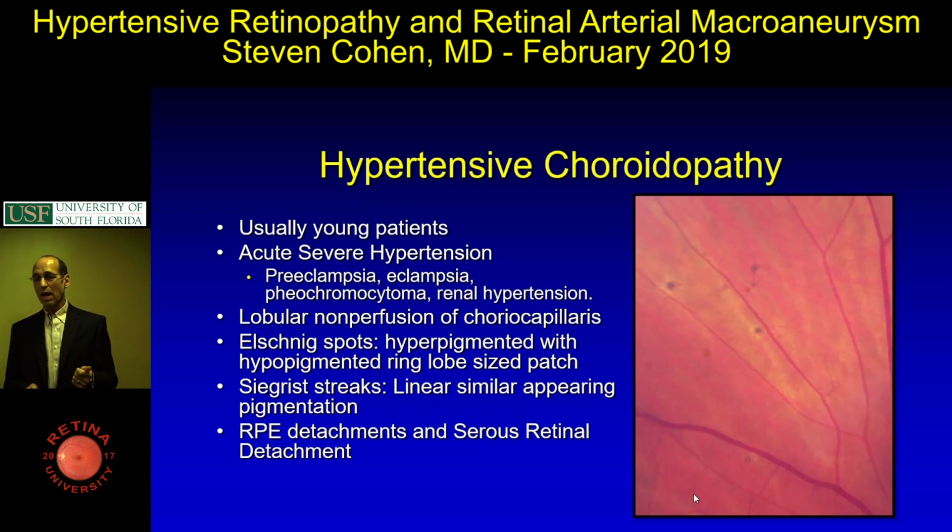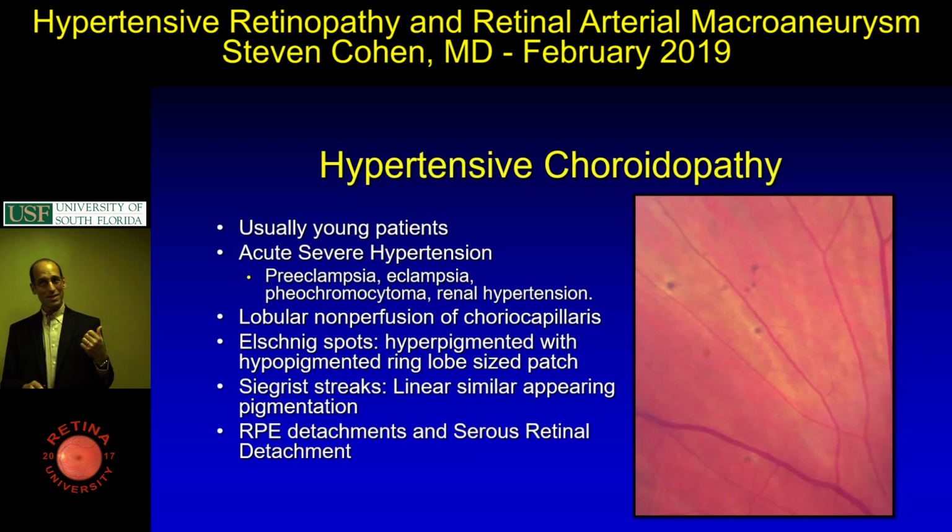So hypertensive choroidopathy, you get non-perfusion of the choriocapillaris. You can get Elschnig spots and Siegrist streaks, which is these things you just have to know. And these dark spots are Elschnig spots. So they're little dark spots with a light halo, which are probably from infarction of the choriocapillaris in one of the lobules.